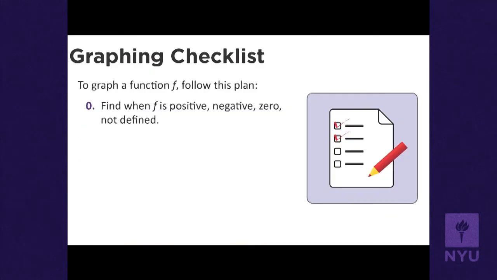So here's my checklist for graphing. I'm using the same points that are in the book, except I added one, and since the one that I'm adding is at the beginning, I have to call it step 0.